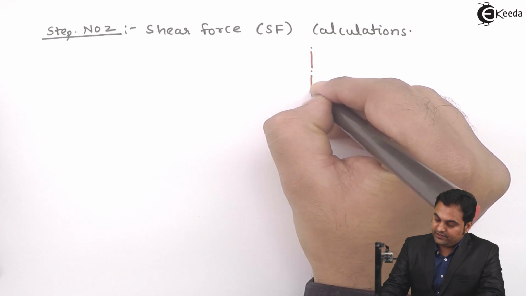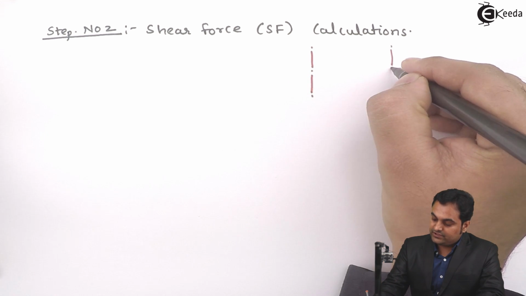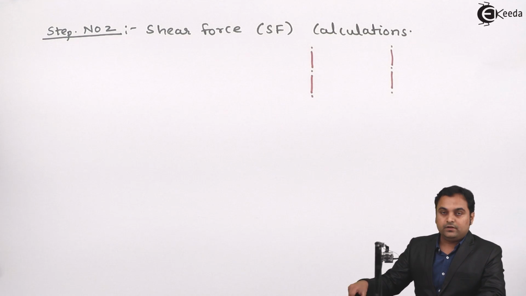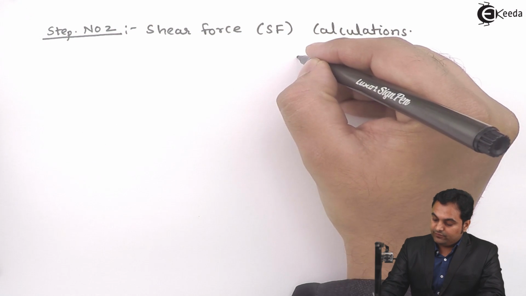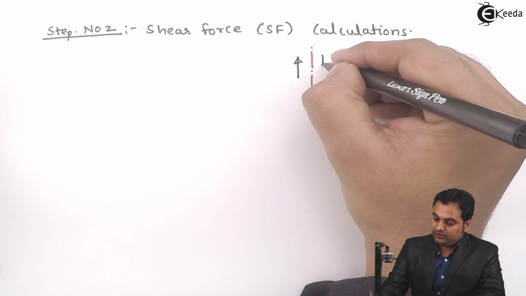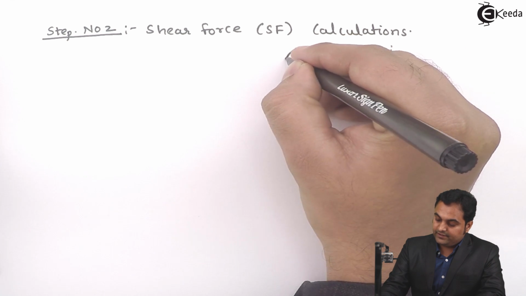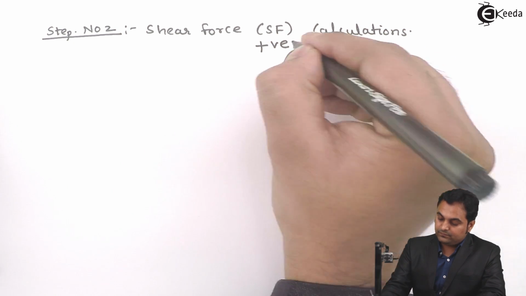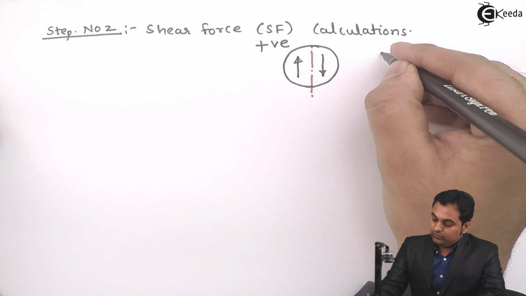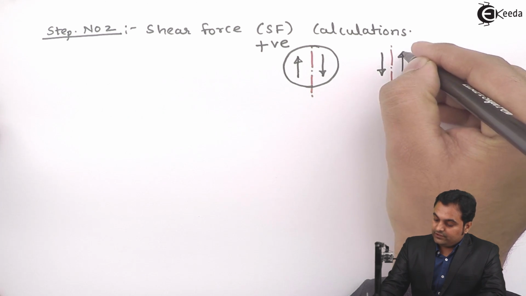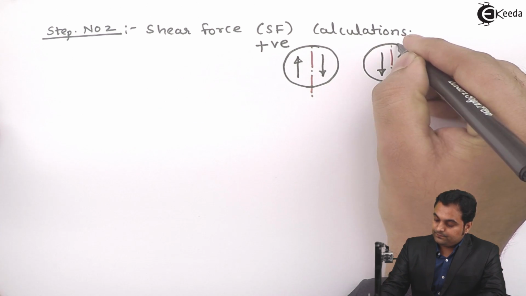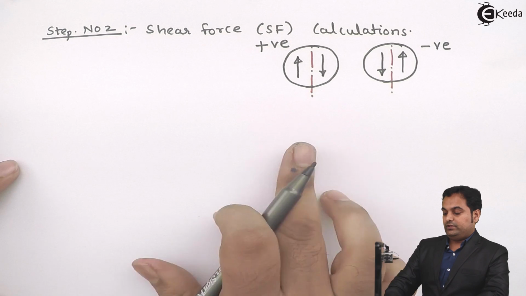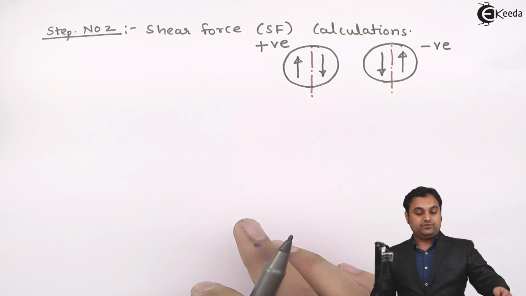For that we need to have sign convention, because without sign convention we cannot move ahead in this problem. Now here, to the left of the section, upward force is treated as positive, and downward force to the right of the section is also positive. Then downward force to the left of section, and upward force to the right of section, both are negative. So with the help of these conventions we will find the shear forces.